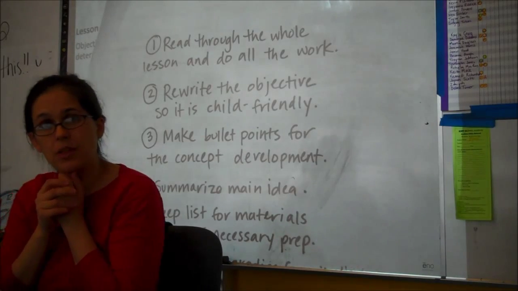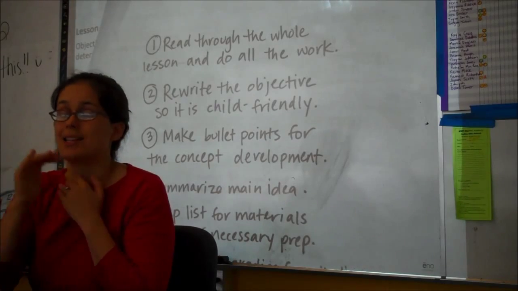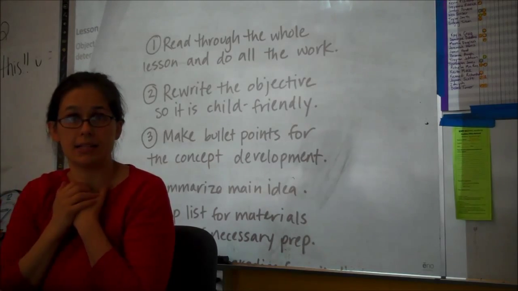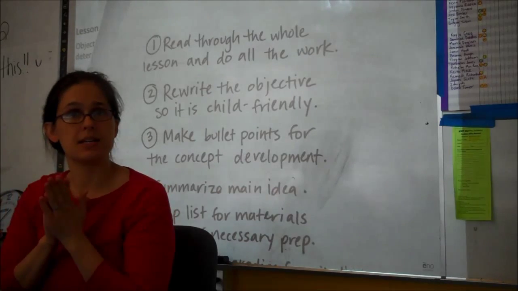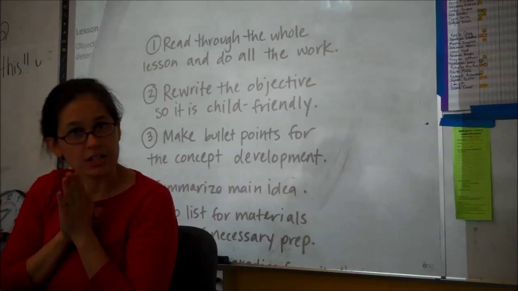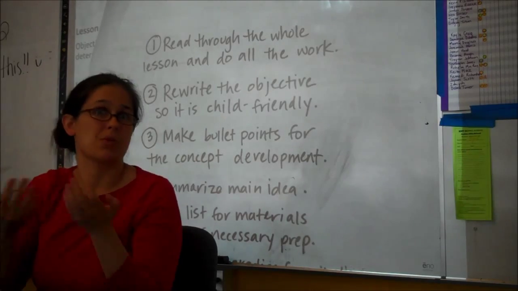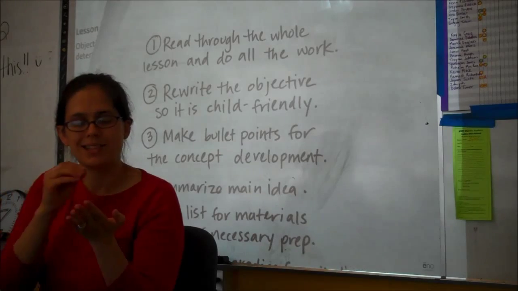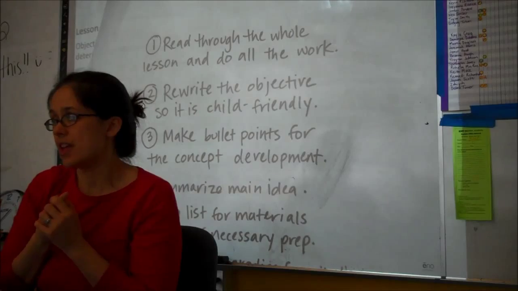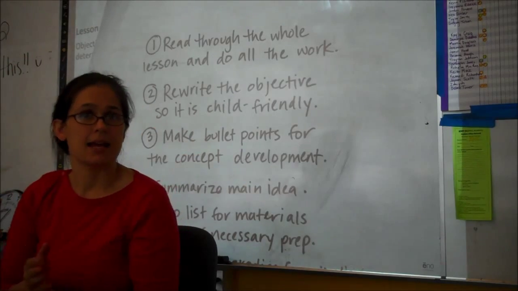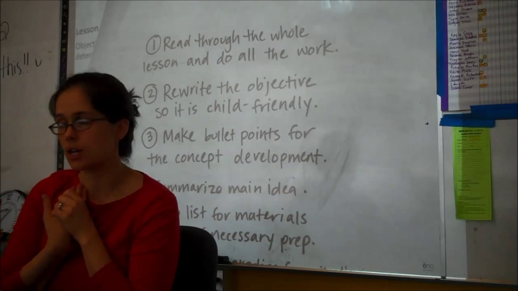3, make bullet points for the concept development. Engage New York is scripted and it has a lot of great ideas in one short little script. But you want to be able to draw out those ideas so that as you're leading your own discussion, you're not reading from a script, because that's not really how it's going to work. The kids won't necessarily respond the exact same way. Instead, you have these bullet points of main ideas you want to make sure you hit. Then you want to summarize the main idea overall that you want kids to get from the discussion.